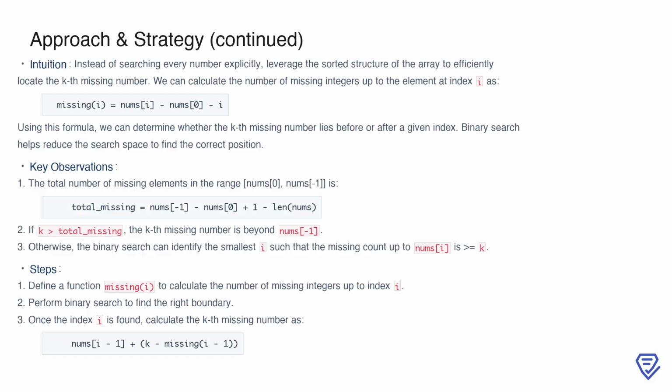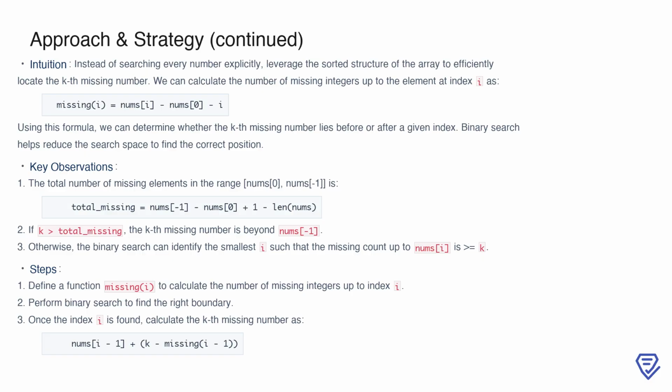Instead, we calculate the number of missing integers up to any given index using the formula missing(i) = nums[i] - nums[0] - i. With this, we can determine whether the kth missing number lies before or after a particular index. By narrowing the search range using binary search, we can efficiently find the correct position.